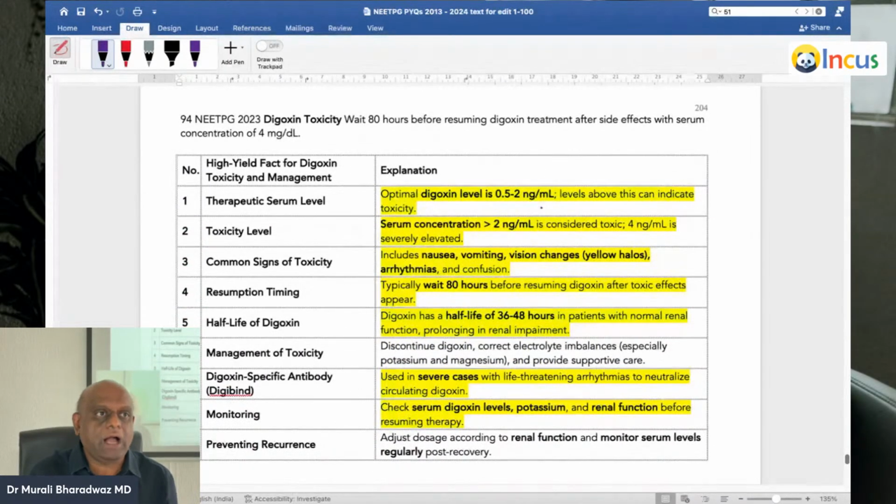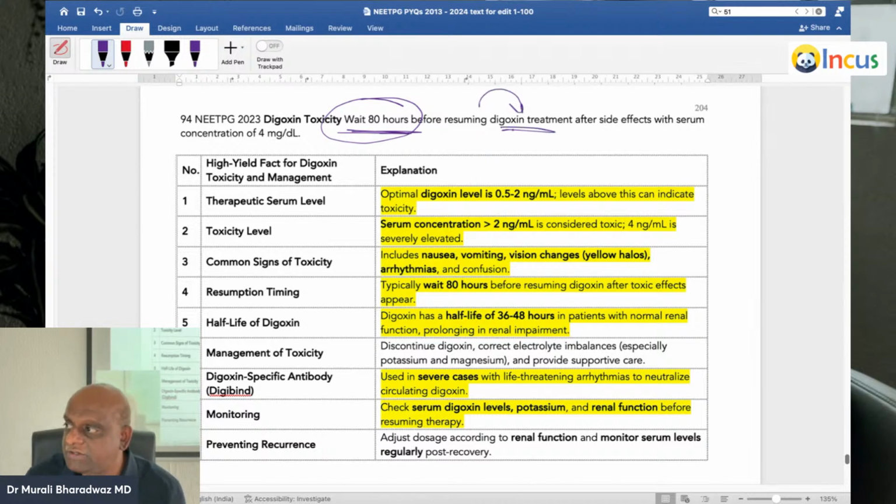Now, whenever digoxin toxicity is there, wait for 80 hours before resuming the digoxin treatment. Right?